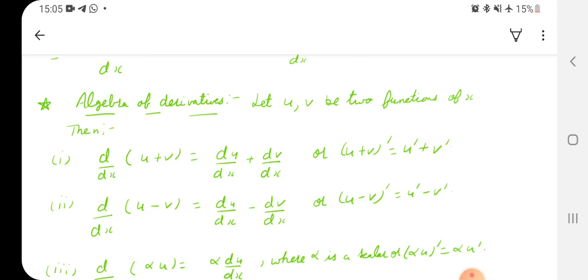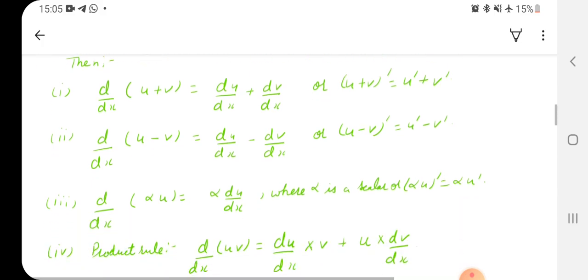The derivative of u minus v will be equal to du by dx minus dv by dx. This is actually the subtraction of the individual derivatives, which equals the derivative of the subtraction of functions. That means (u minus v) dash will be equal to u dash minus v dash.